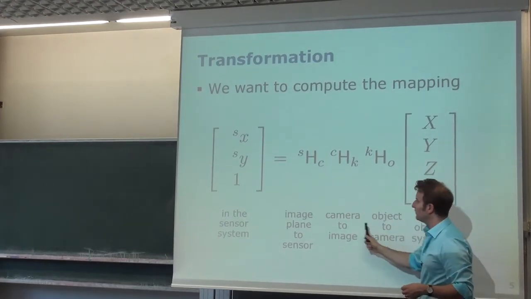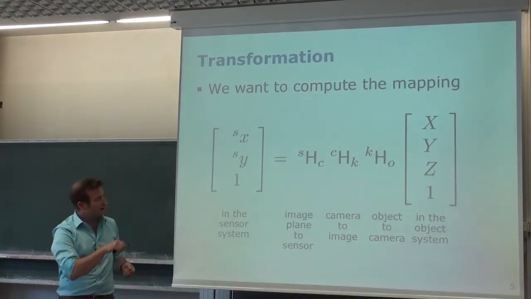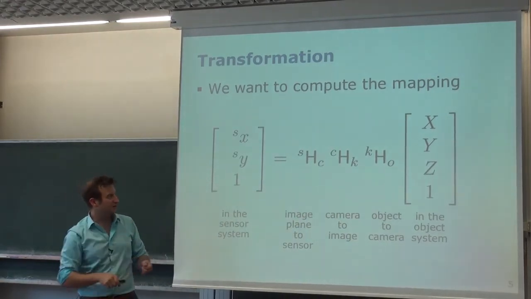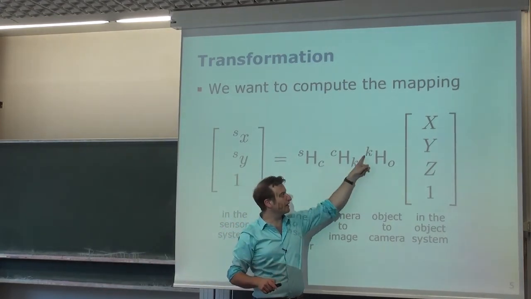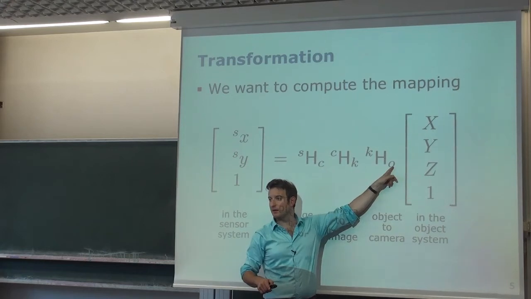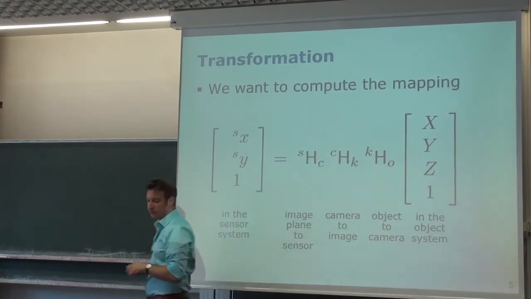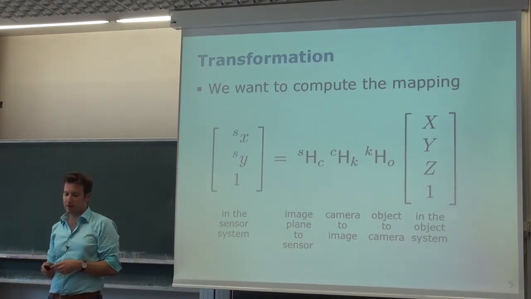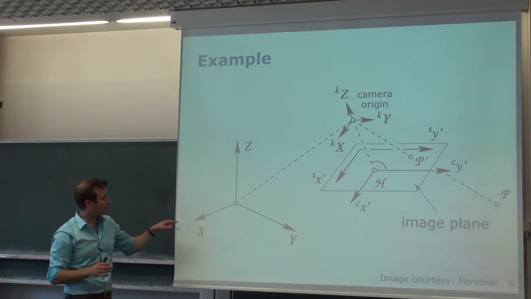So there are different steps that we are taking into account now. I want to go through all those steps, and it's important to understand those indices: sensor, the camera plane, the camera itself, and the object system. So we have to deal with those different coordinate systems over here and map between them. Okay, just one further illustration to hopefully make that more clear.